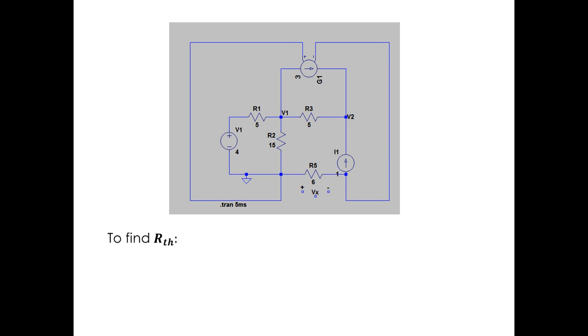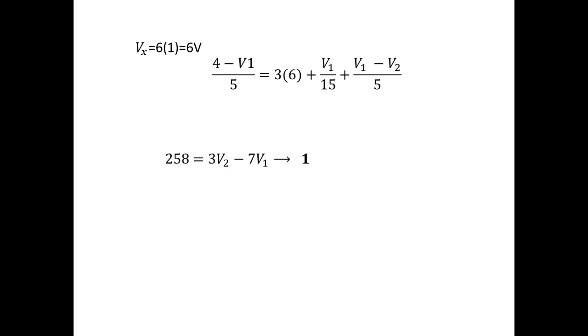Now to find the RTH, we apply the nodal analysis at the node 1. We get (4 minus V1) by 5 is equal to 3Vx plus V1 by 15 plus (V1 minus V2) by 5. So Vx is equal to 6 into 1, which is equal to 6 volts. Substituting this value in the first equation, we get 258 is equal to 3V2 minus 7V1. So let us consider this as the first equation.